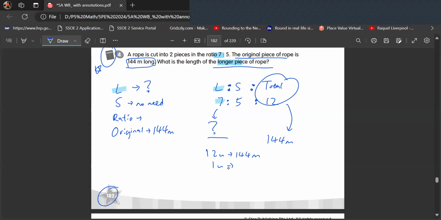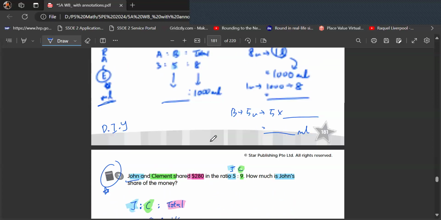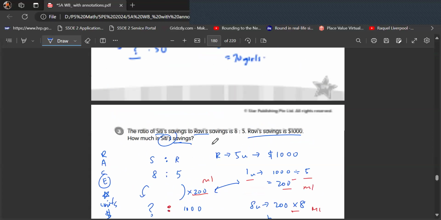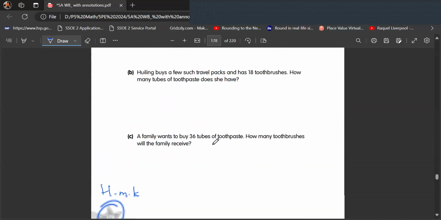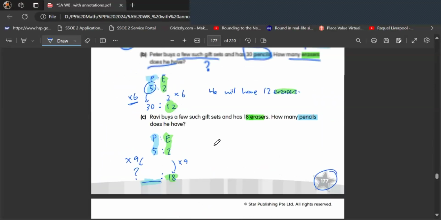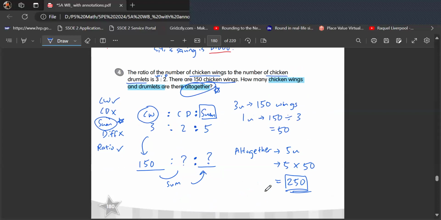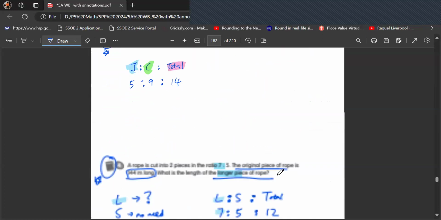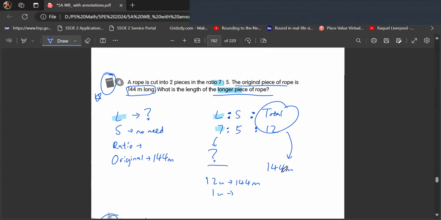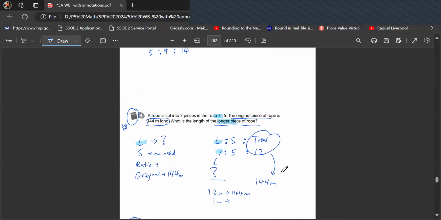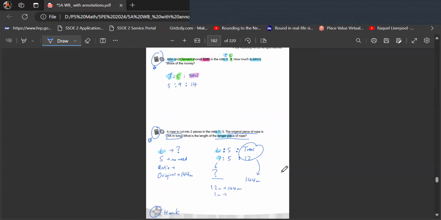Page 182 is homework. We've got question 1, 2, 3, and then the rest, and then page 178 and 177. Is this okay? Is it too much? Manageable? Am I going too fast? So can I collect this on Thursday? Okay. Tomorrow? Okay.